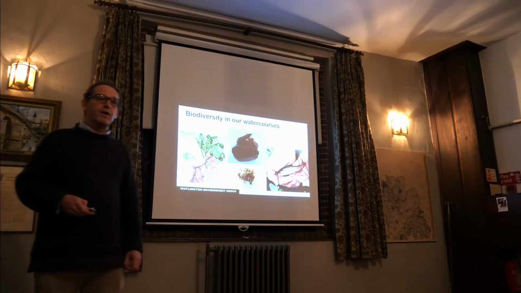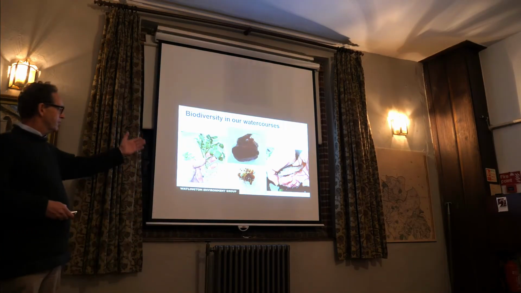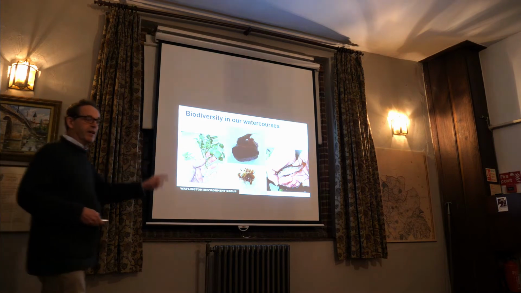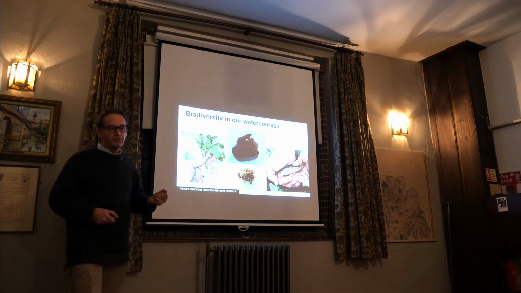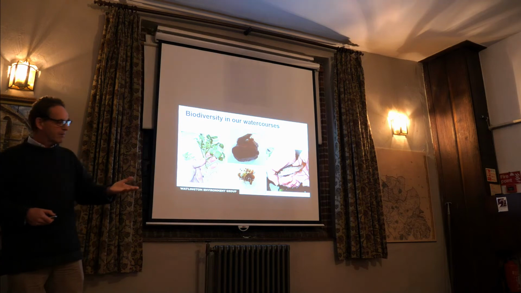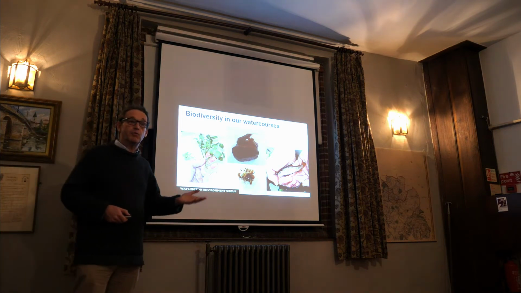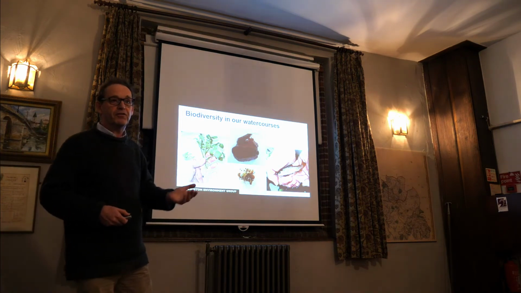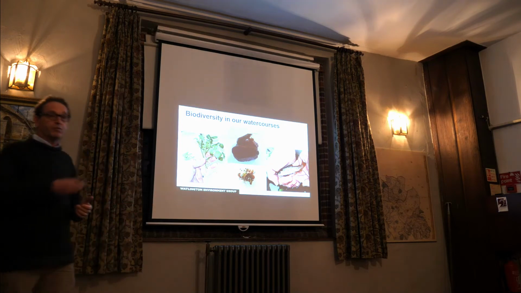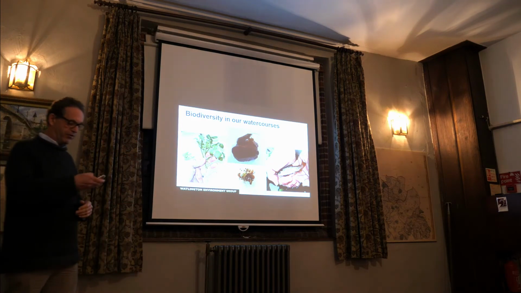These watercourses have a lot of biodiversity: plants, invertebrates, and the trout. Now, if you want to protect the jungle, you get people to pay for the tiger. If you want to protect the rainforest, you get them interested in orangutans. If you want to protect chalk streams, you get them interested in brown trout.